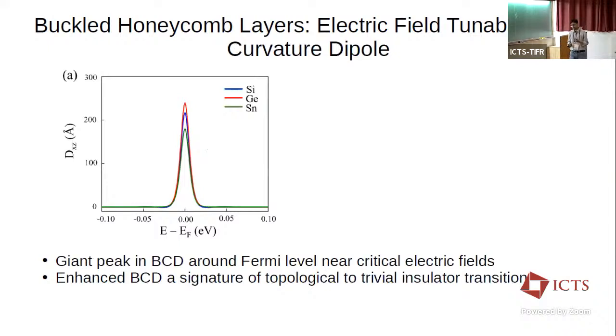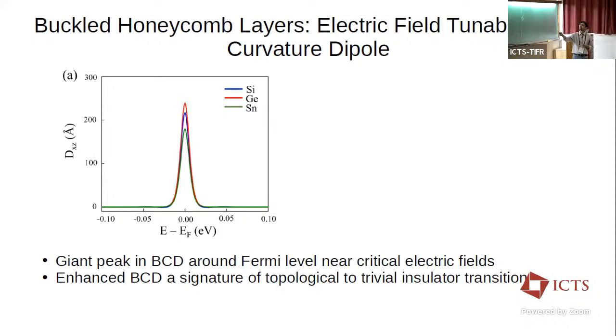So in this system, it turns out that the Berry curvature dipole tensor has only the xz component non-zero. That can be shown. It's not too difficult to show. And so here I plot that non-zero component, dxz, as a function of the Fermi level, E minus EF, for the 3 systems, silicene, germanium, and stannine. And as you can see, there's a giant peak in the Berry curvature dipole near the Fermi level.